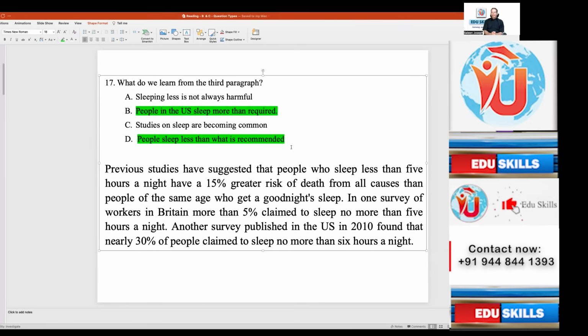People sleep more than required. People sleep less than required. So definitely, as you said, they are opposites. Yes, more than and less than. So what is the impact? The other two can be automatically eliminated.